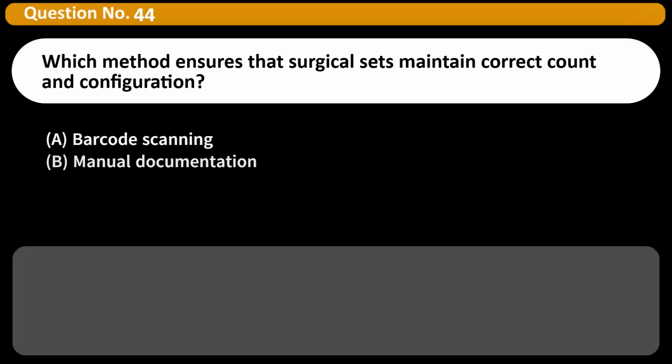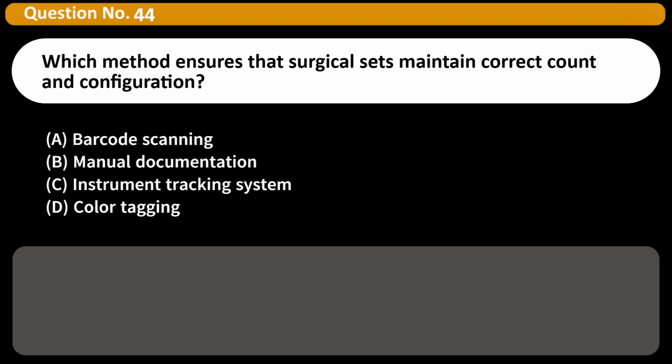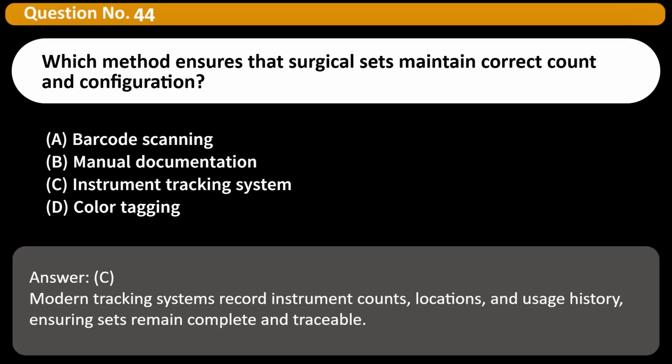Which method ensures that surgical sets maintain correct count and configuration? A. Barcode scanning. B. Manual documentation. C. Instrument tracking system. D. Color tagging. Answer C. Modern tracking systems record instrument counts, locations, and usage history, ensuring sets remain complete and traceable.